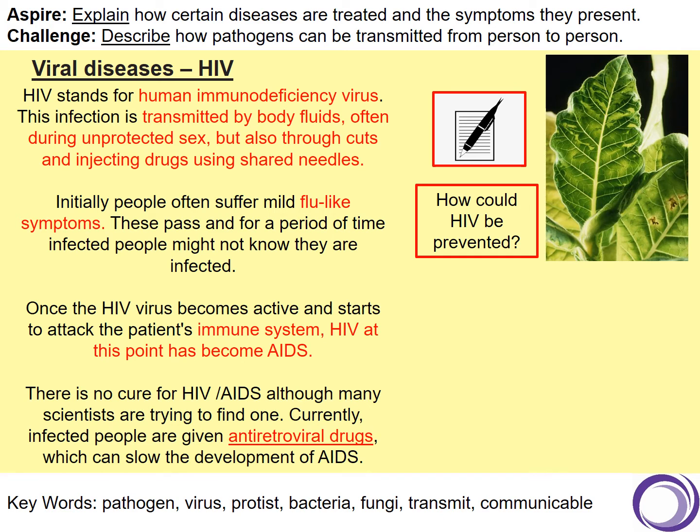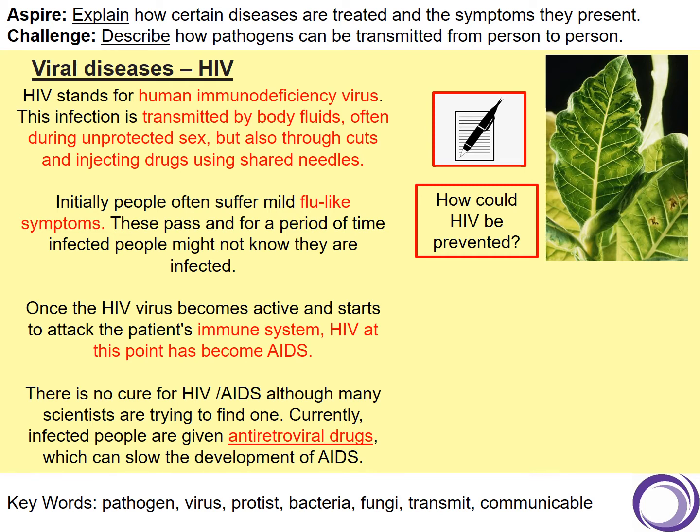Now there's no cure at all for HIV and AIDS. You're probably already aware of that, although scientists are always trying to find one, because there are a lot of people, especially in Africa, that have HIV and AIDS. The treatment currently for when people are infected with HIV is they're given antiretroviral drugs, and they actually slow down the development of AIDS.